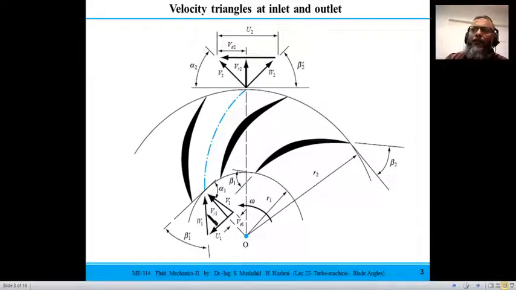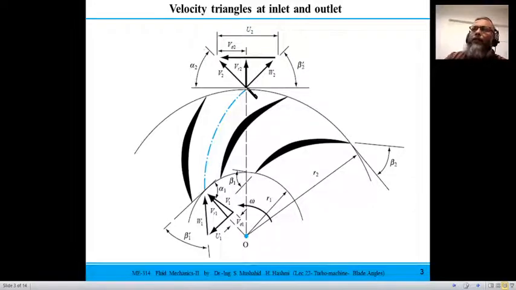So that is the relative speed, and this relative speed makes some angle with the tangent when it enters the blade passage. We call it beta 1 prime. So beta 1 is the angle that the blade makes with the tangent. That would be your blade angle at the inlet. So that is the blade, and this is when the fluid enters the blade passage. So this beta 1 prime would be the angle to the tangent that the relative velocity at the inlet makes.